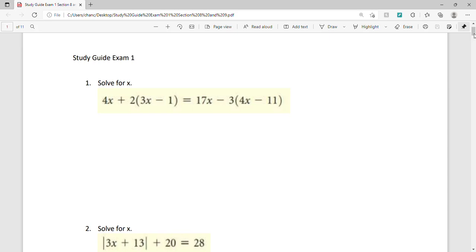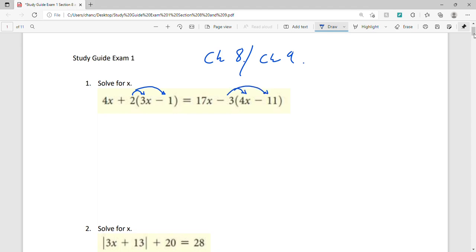Let's prepare for the first exam. We will look at reviewing Chapter 8 and Chapter 9 in today's lecture. In example 1, let's start by solving an equation. The first step is to always distribute and get rid of any parentheses that you may have.